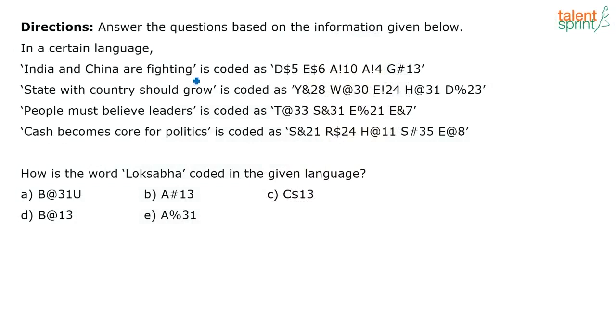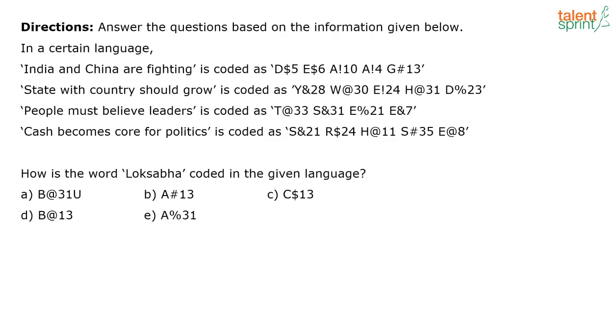India and China are fighting is coded as $5, E$6, A exclamation 10, A exclamation 4, G#13. Similarly, four sets of information is given, followed by their corresponding codes. So in the codes, what can you see? There is a letter, there is a symbol, and there is a number. Now you have to see what is the code that they have used.